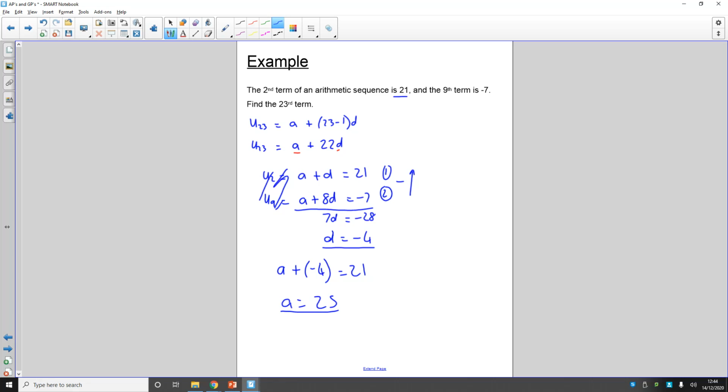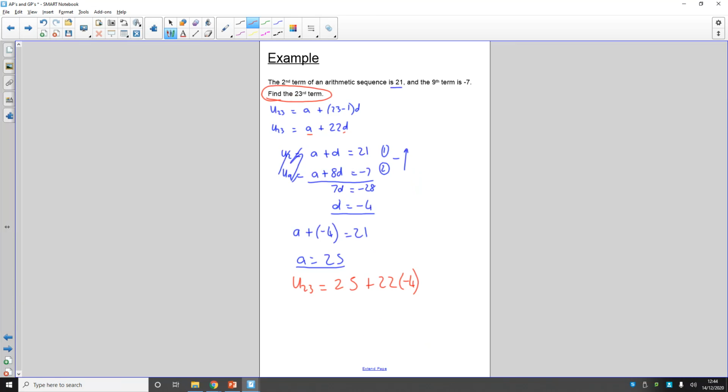I can now work out the 23rd term of this sequence. To work out the 23rd term, it's simply a, which is 25, plus 22d, which is 22 times minus 4. That is, put more simply, the same as 25 take away 88. And if you take 88 away from 25, it will get you minus 63. So the 23rd term in that arithmetic sequence is minus 63.